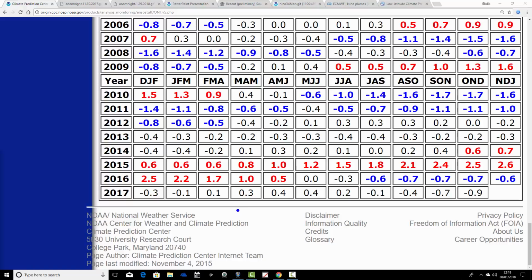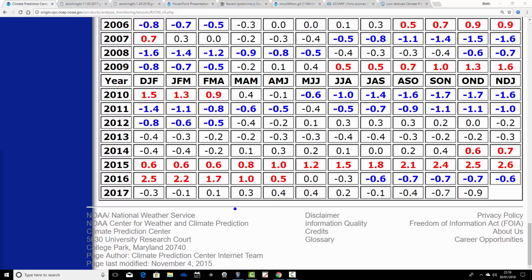So the first criteria you have to meet is the same for La Nina and El Nino. For La Nina, you have to go to minus 0.5 degrees or below, so half a degree below average, to reach the La Nina threshold. It's the same for El Nino: you have to go to plus half a degree above average. So that's the first criteria.